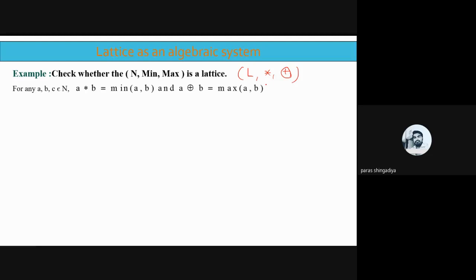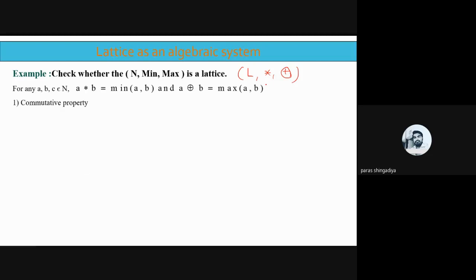So for any two entries A, B belongs to N, A star B is equal to the minimum of A, B. Okay, that is defined as the minimum of A, B. And the second binary operation is ring sum. Now for any two entries A, B belongs to N, A ring sum B is equal to the maximum of A comma B. Okay, the second binary operation in the question is maximum. So A ring sum B means maximum of A, B, and A star B means minimum of A, B. Okay? So this is the procedure to check all these properties.